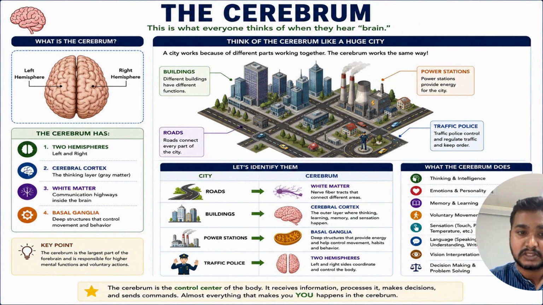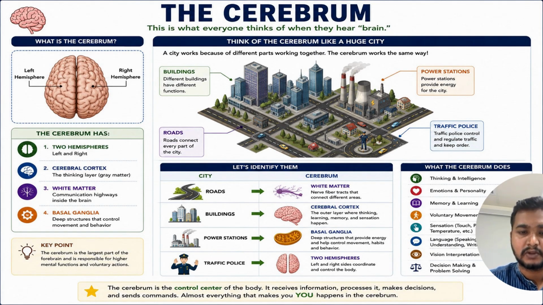Now we've reached the largest and most fascinating part of the forebrain, the cerebrum. In fact, when most people hear the word brain, they're actually thinking about the cerebrum. It is the large, folded structure that occupies most of the cranial cavity and is responsible for almost everything that makes us uniquely human. But instead of memorizing its parts, let's understand it using a simple analogy.